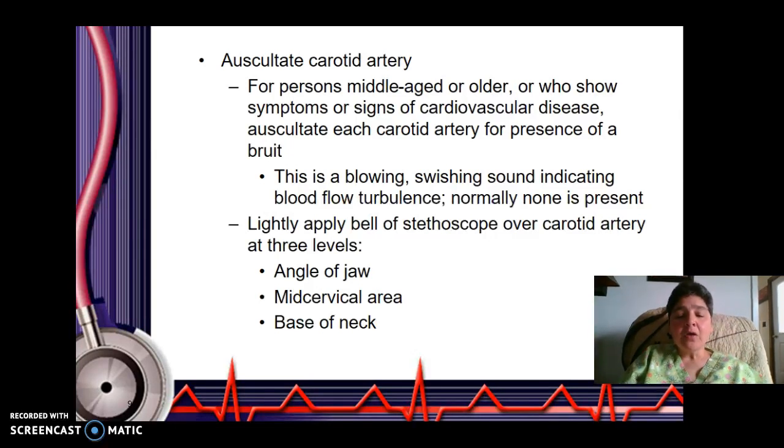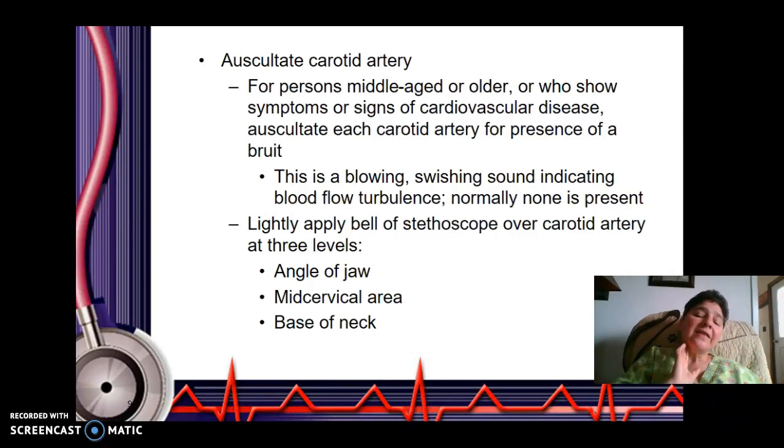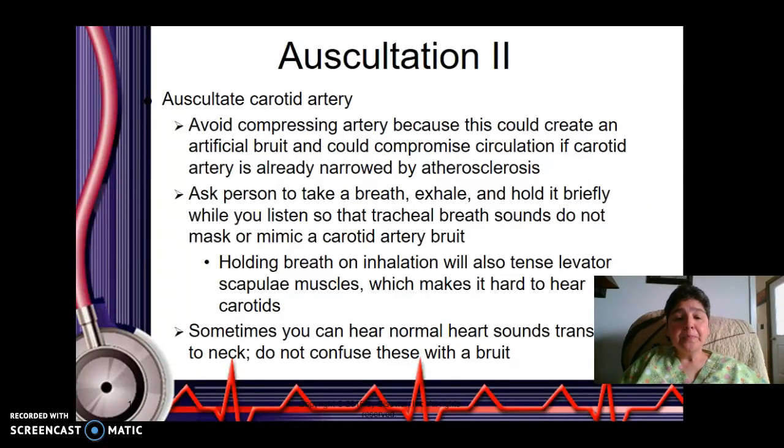So lightly apply the bell in 3 different places. The picture's in your book for this, so you can look at that. At the angle of the jaw, the mid-cervical area, and then at the base of the neck as well. And that picture is found on page 476. You'll see a patient that's having auscultation, and they've labeled the 3 areas for you. We already talked about don't compress the artery. Compressing it too much can also cause a bruit, so making sure we don't do that.